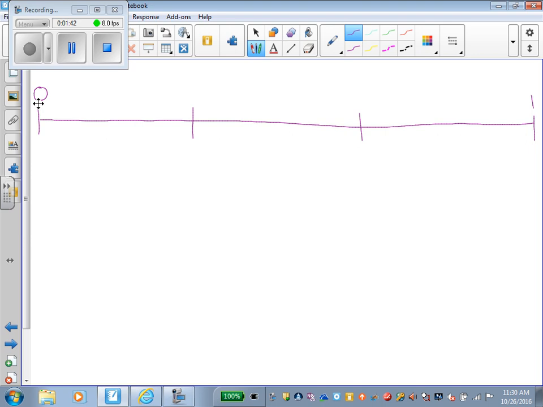Alright, so the first line, after our 0 endpoint, the first line is going to be what fraction? Go ahead and say it. 1/3. Alright, the second line is going to be what? 2/3. And the third line is going to be what? 3/3. There you go.